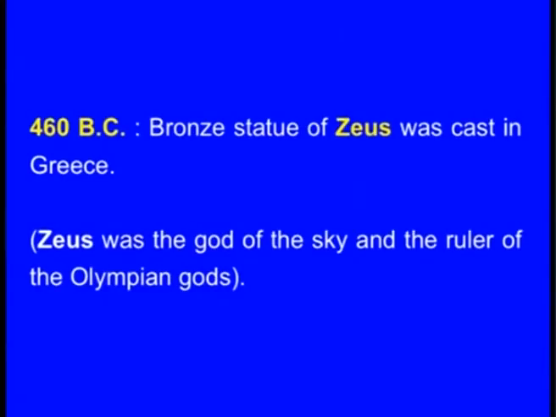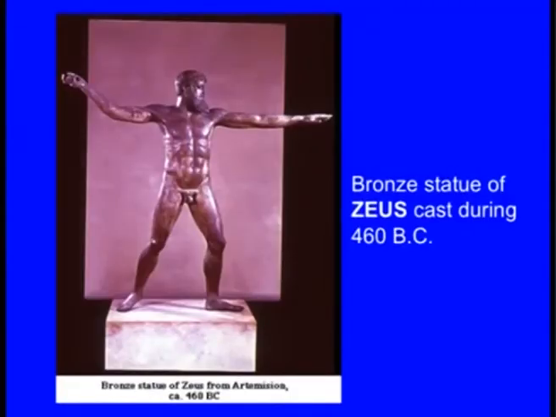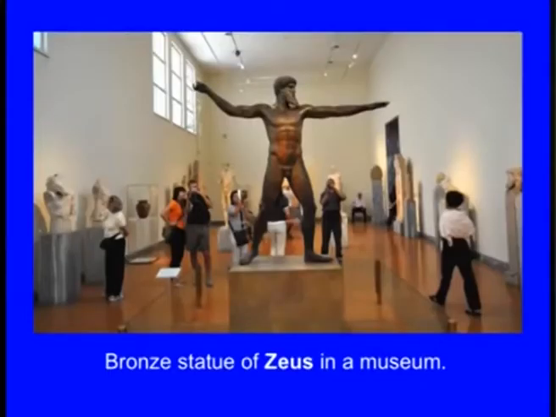Next, during 460 BC, a bronze statue of Zeus was cast in Greece. Who is this Zeus? Zeus was the god of the sky and the ruler of the Olympian gods. Here we can see the bronze statue of Zeus, which was cast during 460 BC. He was considered the god of sky. Now, this Zeus bronze statue is kept in a museum. We can see this bronze statue in a museum, and this Zeus bronze statue was made by casting.